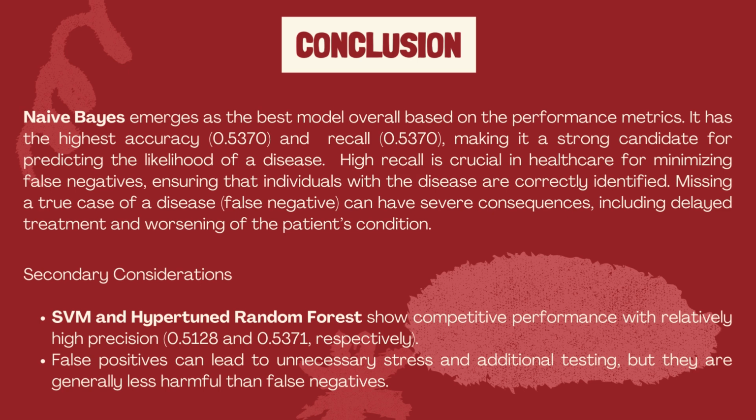High recall is crucial in healthcare for minimizing false negatives, ensuring that individuals with the disease are correctly identified. Missing a true case of a disease, a false negative, can have severe consequences, including delayed treatment and worsening of the patient's condition. As secondary considerations, SVM and hyper-tuned random forest show competitive performance, with relatively high precision values of 0.5128 and 0.5371 respectively. While false positives can cause stress and extra testing, they are generally less harmful than false negatives in healthcare scenarios.